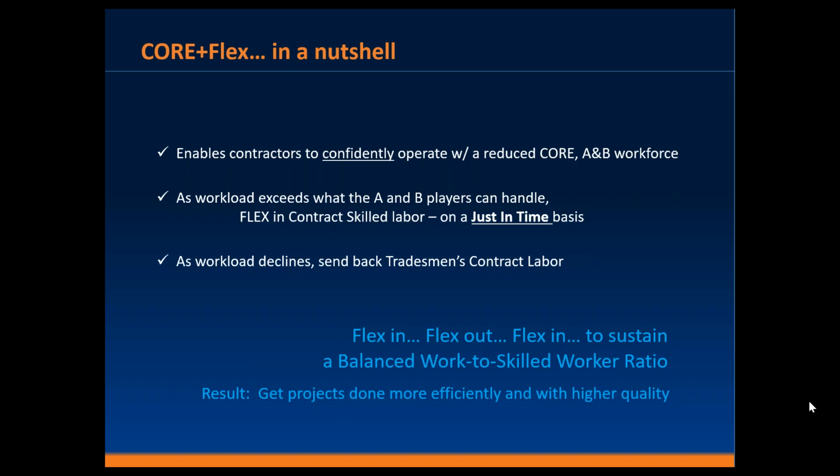Yeah, like Frank said, it's really a common sense construction labor strategy that's been out there for a while. So essentially you run at a 30-40% lower core workforce, you flex in contract labor, you flex out contract labor, you flex it in. What happens is you sustain that balanced work to worker ratio which ultimately gets the job done more efficiently, and by the way, with higher quality, because you're only using your top A and B workforce as well as Tradesman International's top A and B.